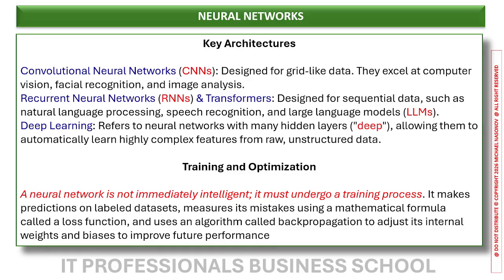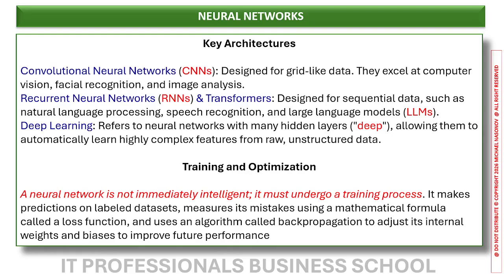LLMs. Deep learning, you are already familiar with it, refers to neural networks with many hidden layers. That's why it's called deep, allowing them to automatically learn highly complex features from raw and unstructured data.